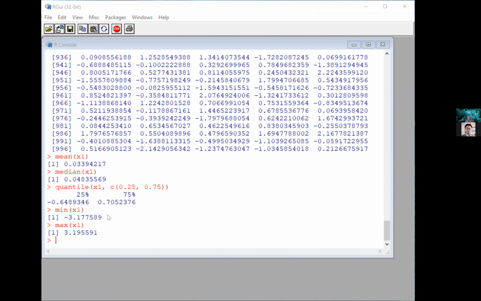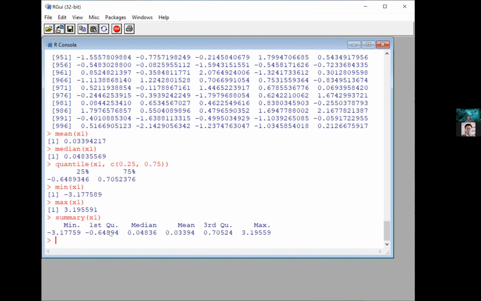So we're going to do what they call a summary of all this X1 data set. The minimum, first quartile, median, mean, third quartile, and the max. Any questions on what I've done so far? Just speak up verbally. If not, I'll keep going to t-tests.